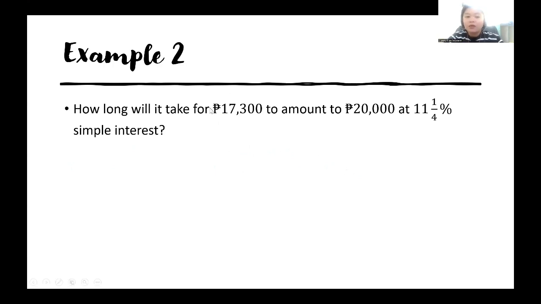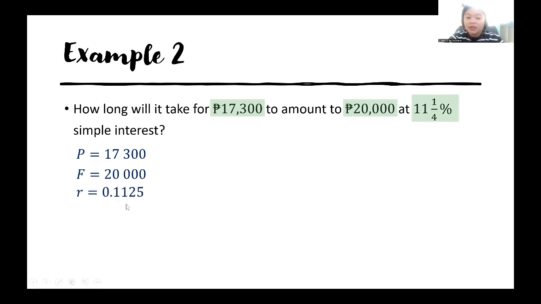How long will it take for 17,300 to amount to 20,000 at 11 and 1/4% simple interest? What we are looking for now is how long. The 17,300 is your capital, so this is your principal. To amount to, so future: it becomes 20K, so this is our future value. And then you have 11 and 1/4%. In decimal, that is 11.1125. Simple interest. What we are looking for is the time.